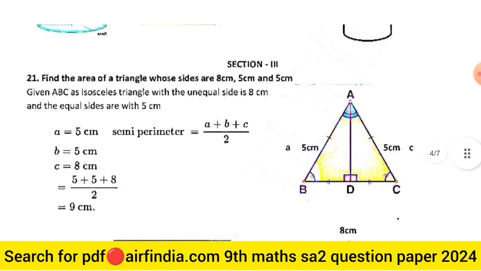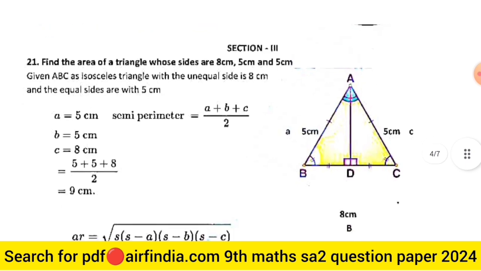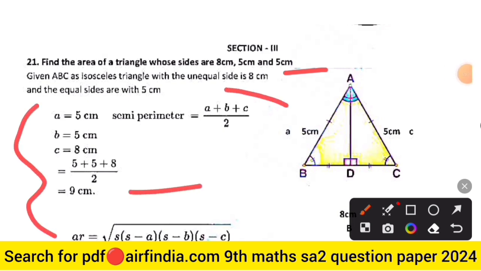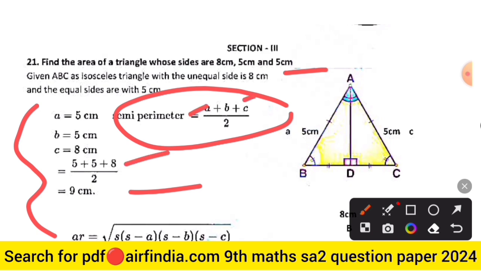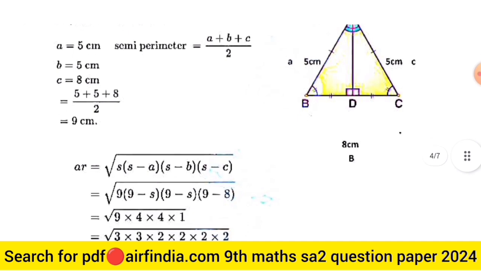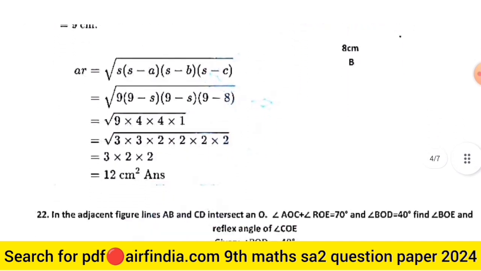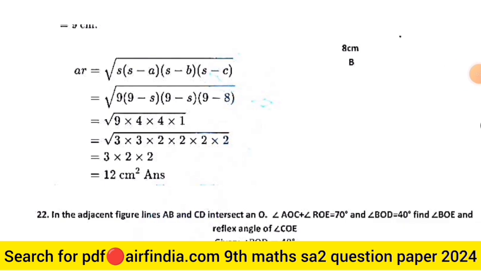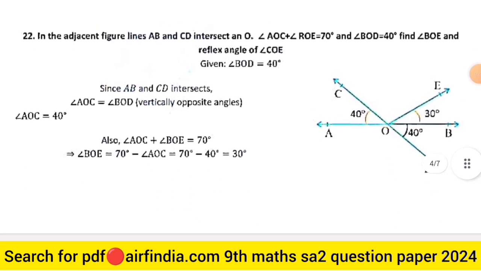Next is Section 3. Find the area of a triangle whose sides are 8 centimeters, 5 centimeters and 5 centimeters. So these are your values: semi-perimeter s = (a + b + c)/2. The values are given as a, b, c. So (5 + 5 + 8)/2 means 9. Okay, so the area comes to 12 square centimeters. Okay, the next question is question number 22.